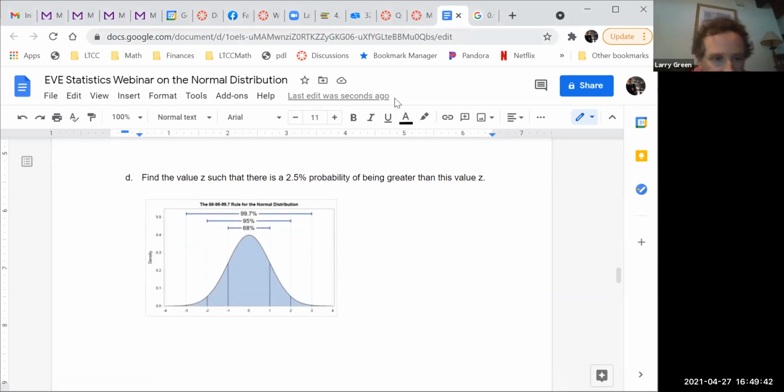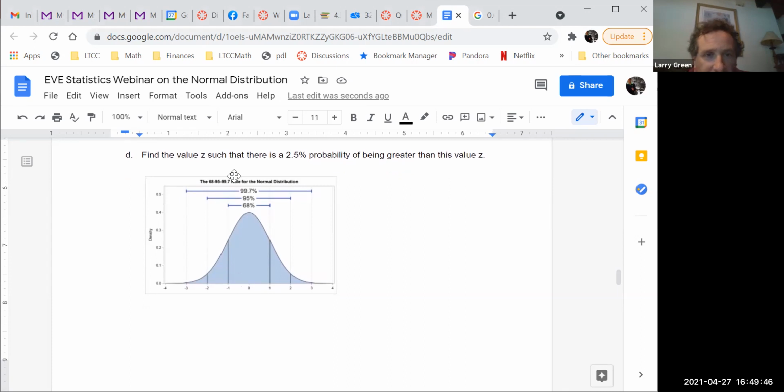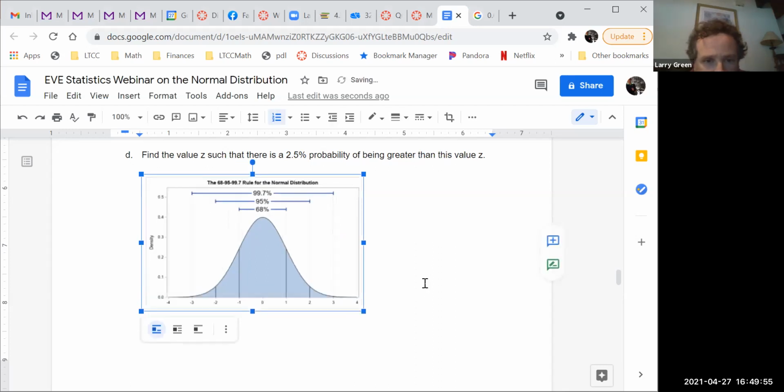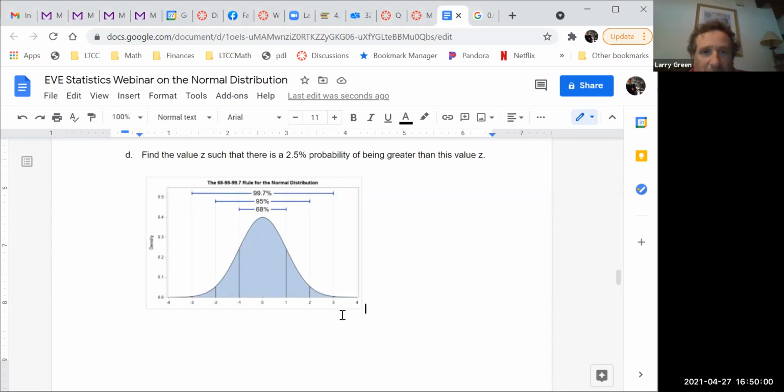Let's do part D. Find the value of z such that there's a 2.5% probability of being greater than this value z. I'm going to make it a little bigger because it sounded like you guys wanted it bigger. So we want a 2.5% probability of being greater than that value z. So first thing, I have a question for you. If you have a 2.5% chance of being bigger than a number, is that number positive or negative on this curve? Is it far left or far right? What do you think? If there's 2.5% chance of being greater, are you on the left or the right? Not both, you're on the right.